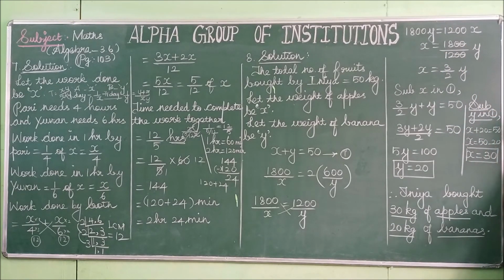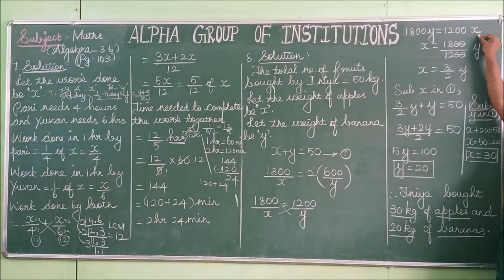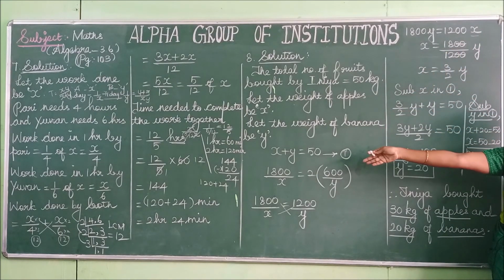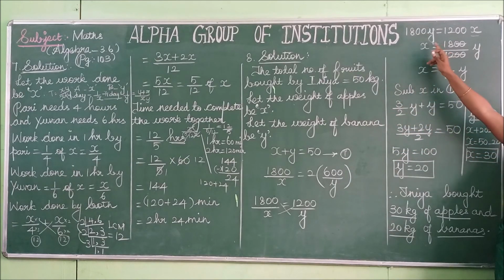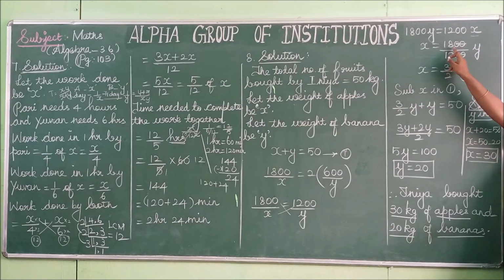You need only the value of x, which means you have to substitute that value in the first equation. So for that you can move this 1200 to that side. Multiplication comes to the denominator: 1800 divided by 1200 into y. So cancel those zeros. Dividing by 6: 6 3s are 18, 6 2s are 12. So 3 by 2 of y. x is equal to 3 by 2 y.